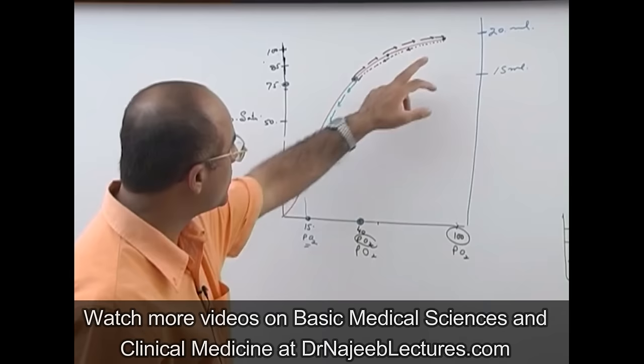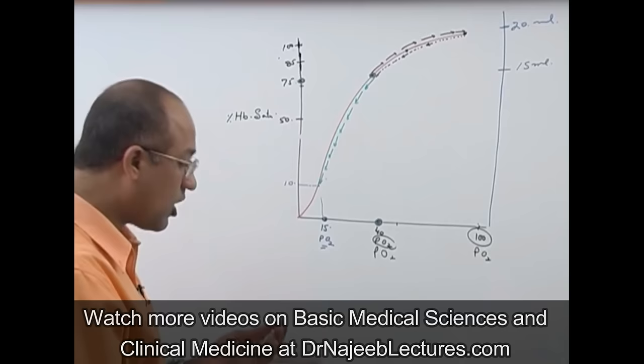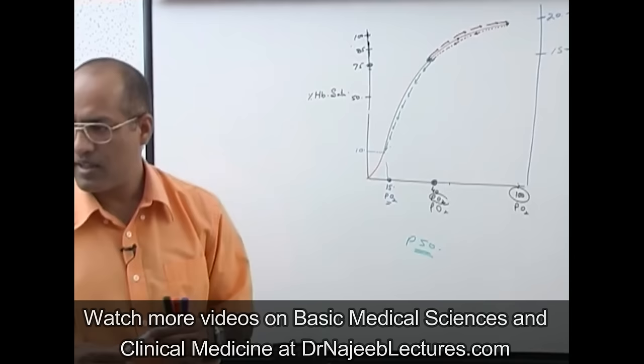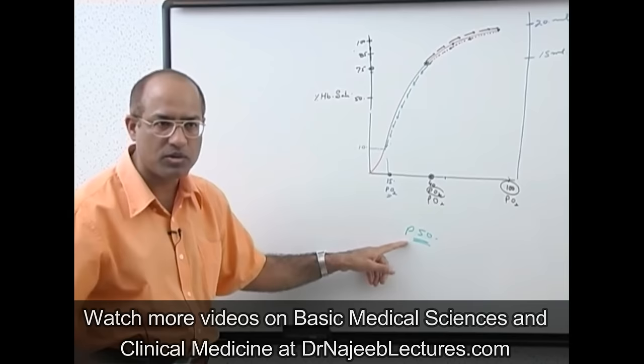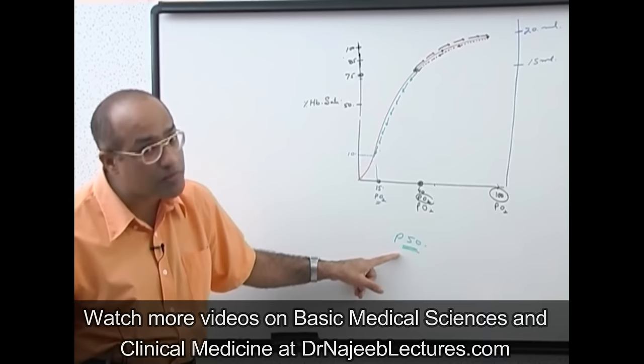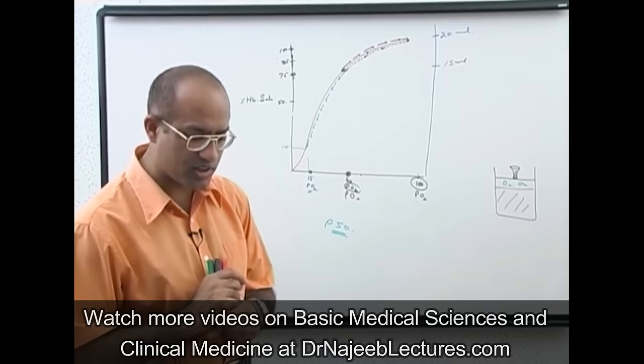There is a concept. We say there's a right shift of the curve and there's a left shift of the curve. What is the meaning of right shift of the curve or left shift of the curve? First of all, we should make a concept of P50. Who will tell me what is P50? P50 is the partial pressure of oxygen. Write it down. P50 is the partial pressure of oxygen at which 50% of hemoglobin is saturated and 50% is desaturated. Is that right? What is P50? P50 is the partial pressure of oxygen at which half of the hemoglobin is saturated and half of it is desaturated.